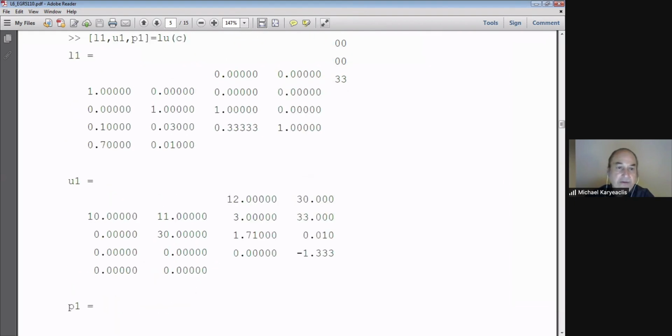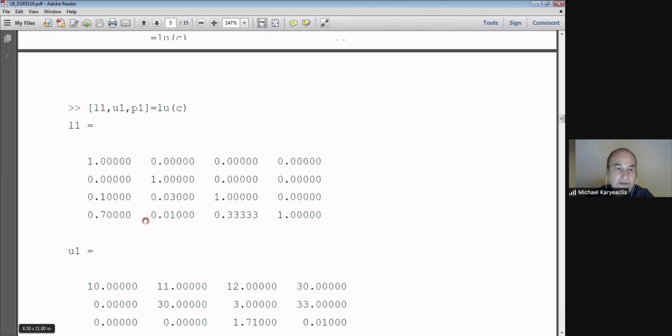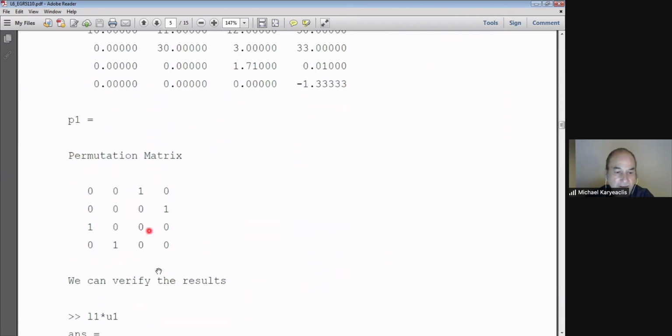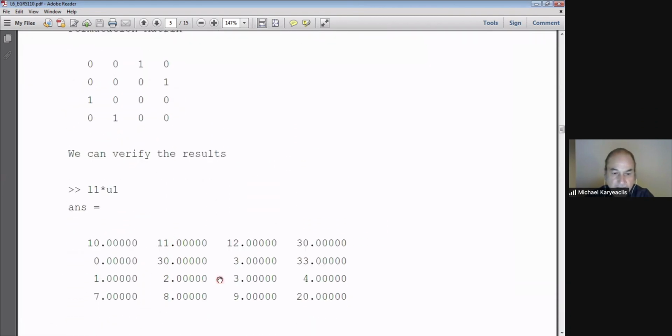So we can verify the results. We got the numbers, so we got L1, U1. You can verify by just multiplying. If you multiply it out, LU gives you this thing. It's not the original matrix. 33, remember, was down here, and 30 was somewhere down here. It doesn't quite match, but that's because this is the permuted matrix.